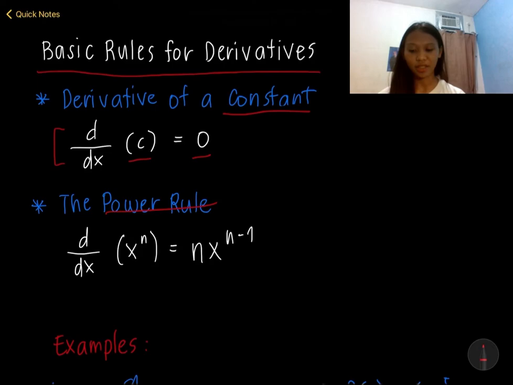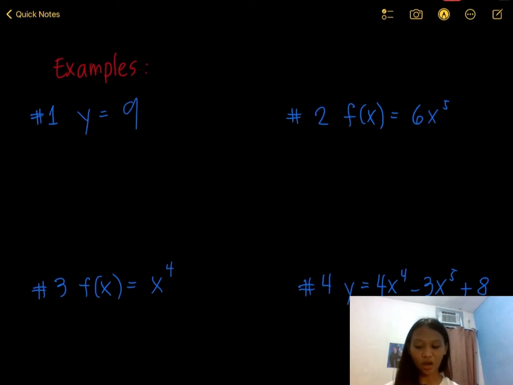The next formula would be d over dx of x raised to n is equal to nx to the power of n minus 1. In this formula, we'll be multiplying the exponent to the coefficient, and after that we'll subtract 1 from the exponent. So now let's proceed to our first example.